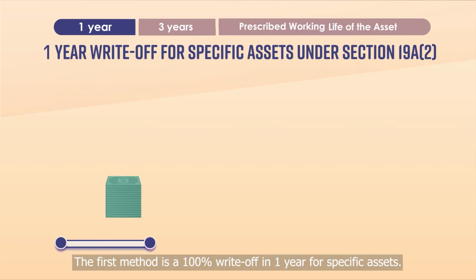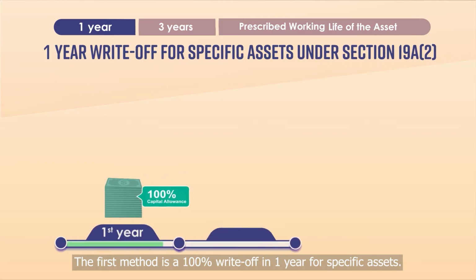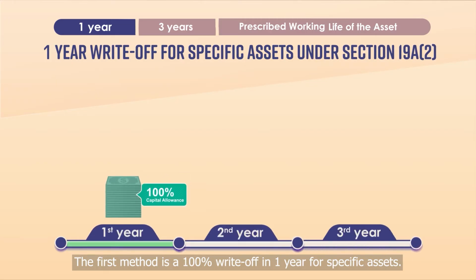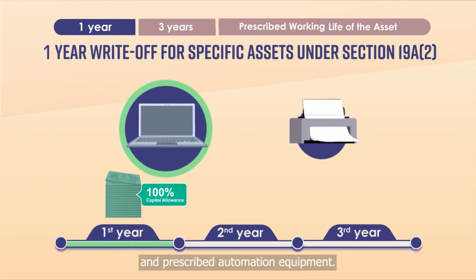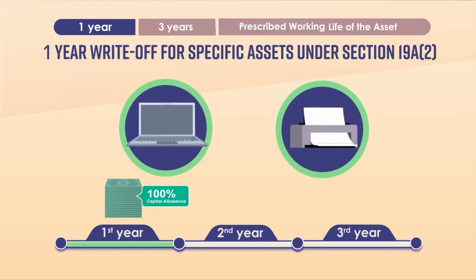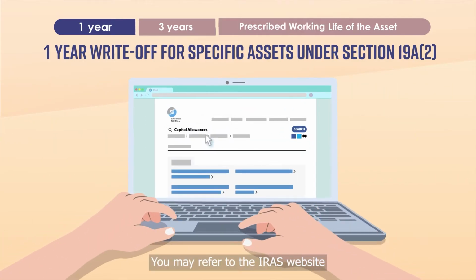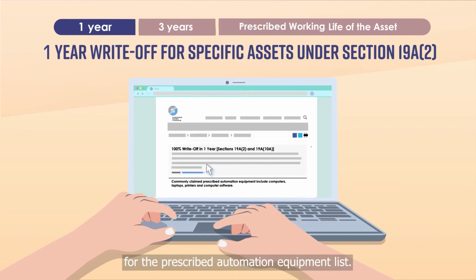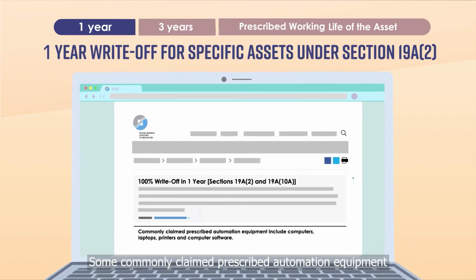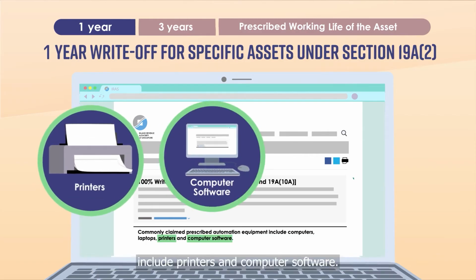The first method is 100% write-off in 1 year for specific assets. This method is only applicable for computers and prescribed automation equipment. You may refer to the IRAS website for the prescribed automation equipment list. Some commonly claimed prescribed automation equipment include printers and computer software.